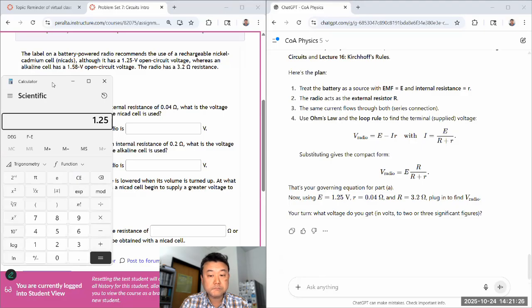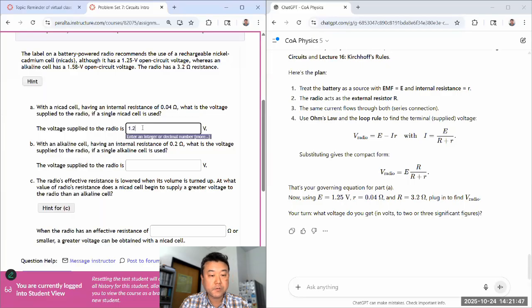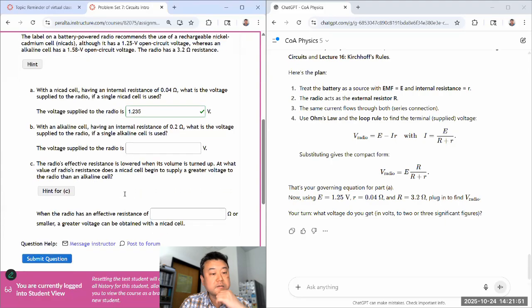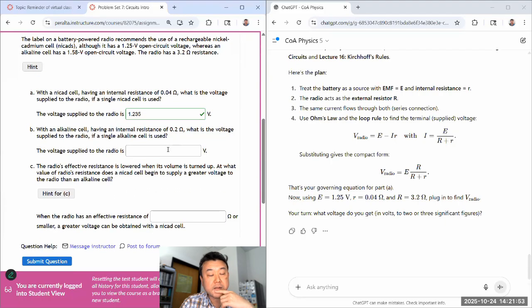1.25 times the resistance of the radio, 3.2, divided by the sum of the resistance of the radio and the internal resistance. Oh, that's 3.24. So that should give me, and so I have to say, equals 1.235. 1.235. It'll say it's correct. And let's say we continue with the alkaline cell. Okay.